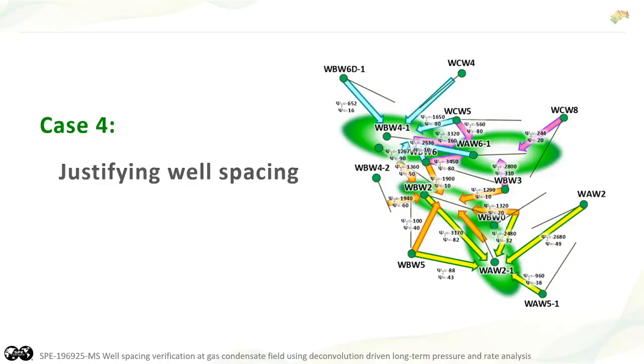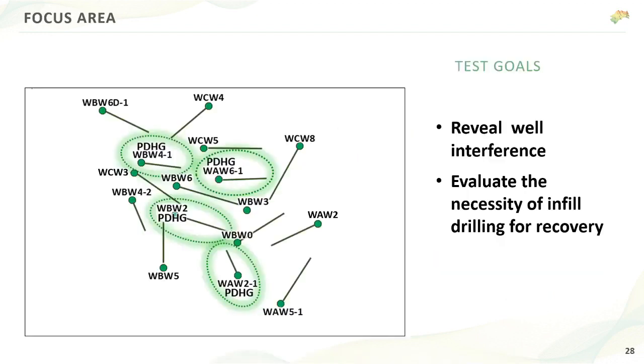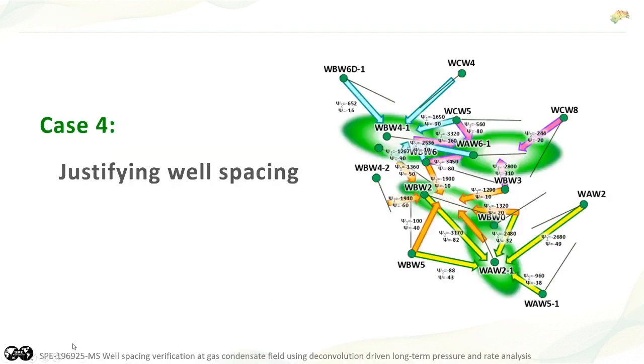All right, now let's go to case number 4. Justifying well spacing. So here we are in a big oil field, a giant amount of reserves actually, and it's all been drilled with horizontal wells. This is only a small part of the field actually. By the way, this is an SPE paper. You can see more of this in this SPE paper.